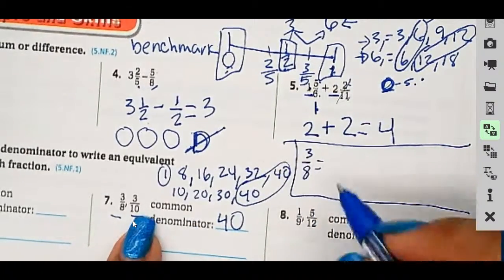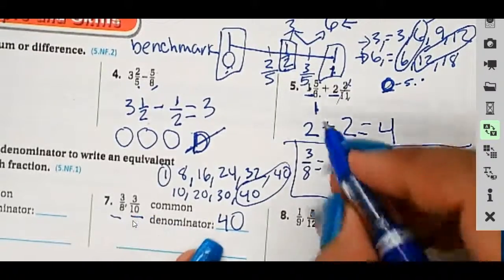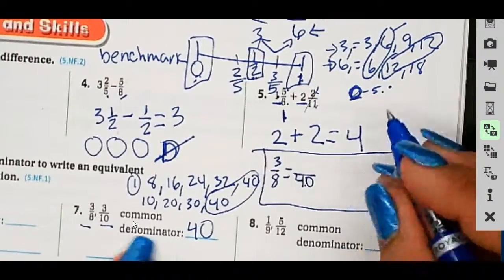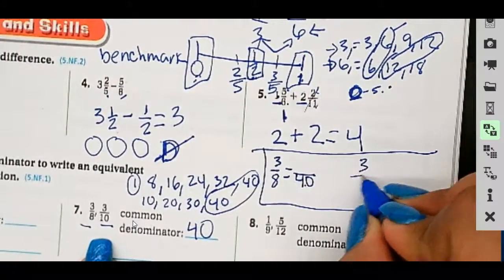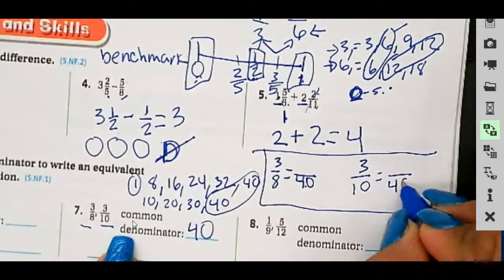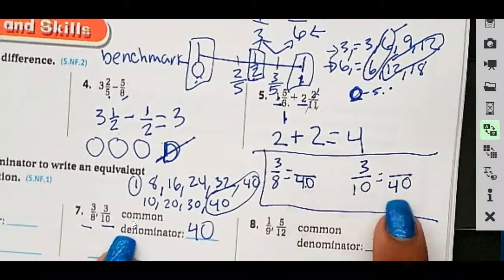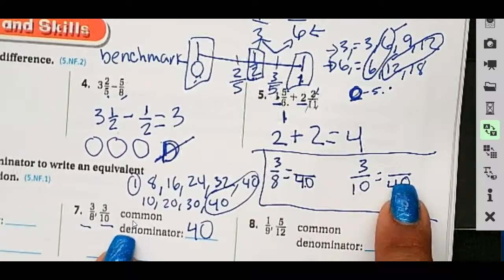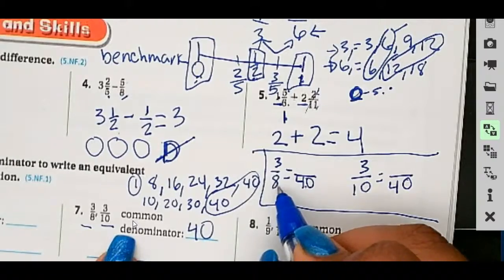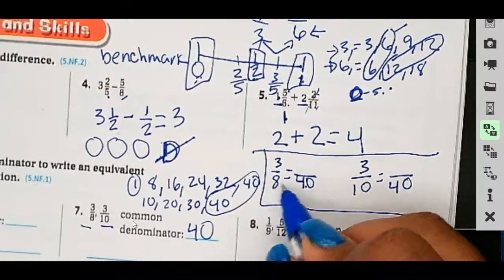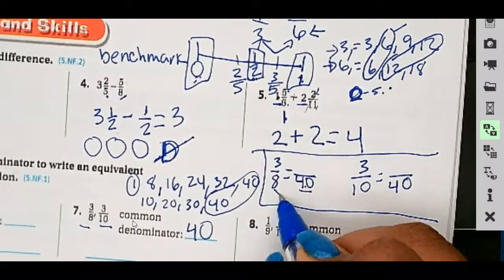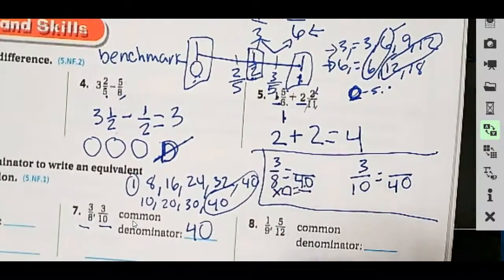So 3/8. What is my equivalent fraction to 3/8? I already found my common denominator, so I'm going to be using 40. And I'm going to write the other one here on the side. For 3/10, my common denominator will also be 40. So I have two 40s because that's the common denominator. Now let's start with the first one. You start with the denominator first. What number do you need to multiply the 8 by to get 40? So 8 times what number equals 40?